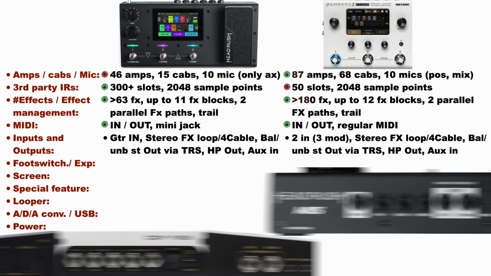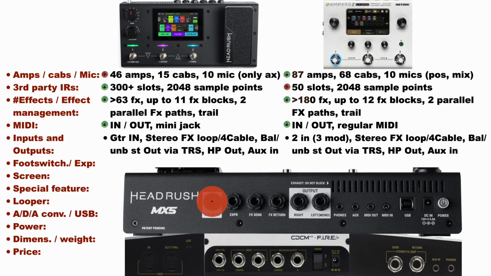As regards inputs and outputs, the MX5 has a guitar input, a stereo effect loop via TRS jacks, balanced TRS output, a headphone out and an aux in. The Ampero has 2 inputs, a stereo effect loop still via TRS jacks, balanced outputs via TRS cables, a headphone out and an aux in.